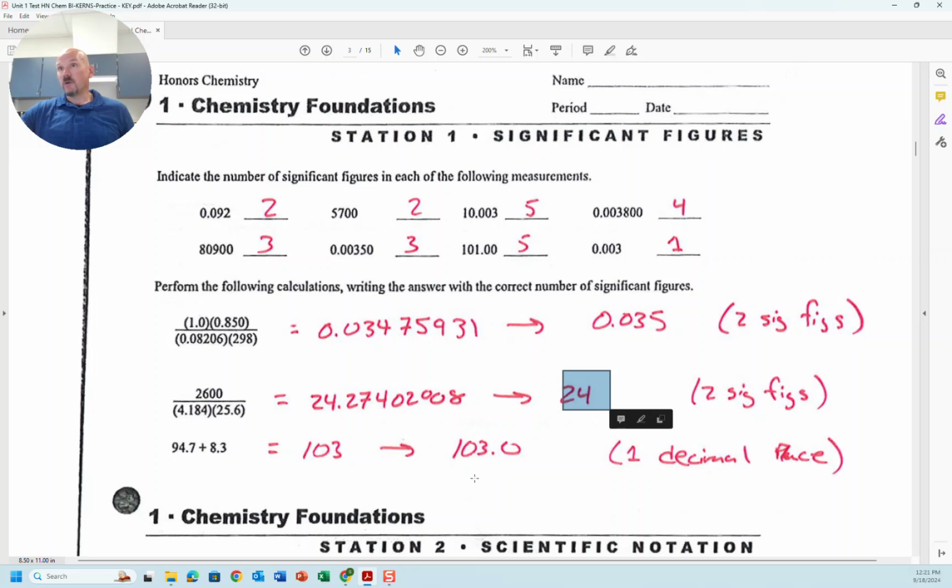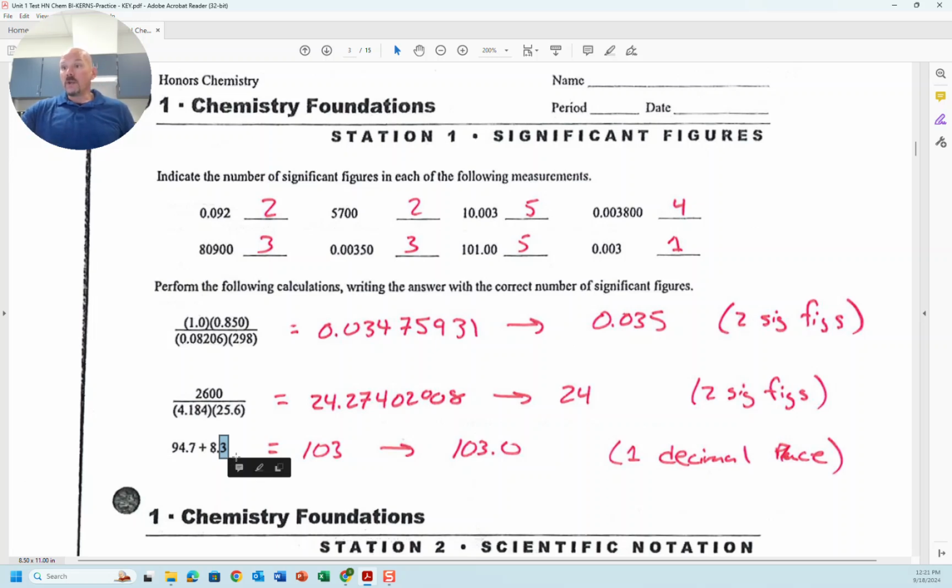Now here's kind of a tricky one. This is one where you actually have to add something because you're allowed it, okay? So here we're adding numbers. When we add and or subtract, we worry about decimal places, not SIGDIGs. So here, I have 1 decimal place and I have 1 decimal place. So I'm allowed 1 decimal place.